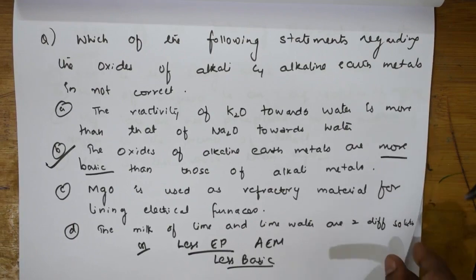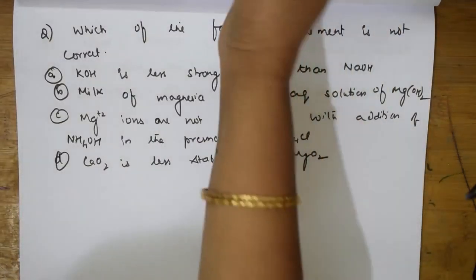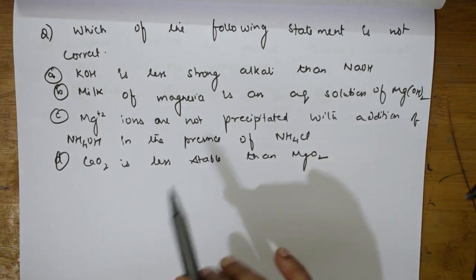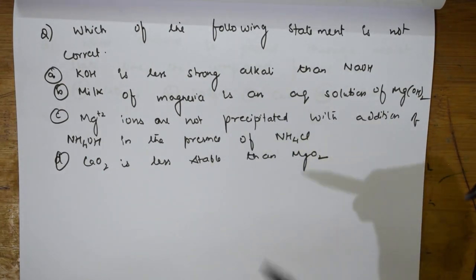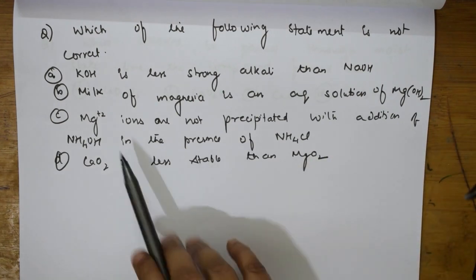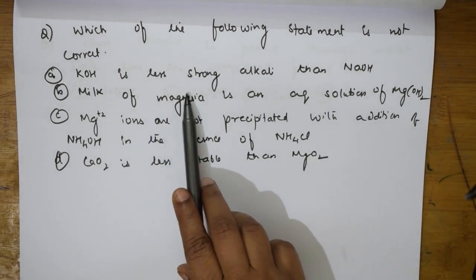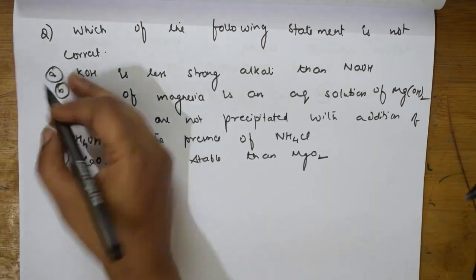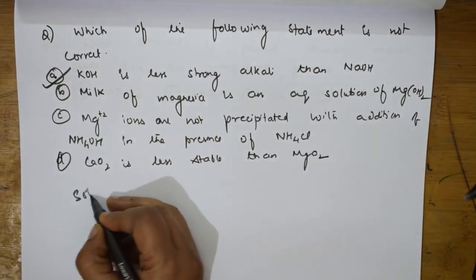So let us come back and see the next question. Very interesting, isn't it? Which of the following statements is not correct? Again, the not correct statement only. They are asking us to find the different reasons for each, right? So let's see. KOH is a stronger base than sodium hydroxide, which is not correct. Okay, let us see this. KOH is less strong than sodium hydroxide, it seems. This is wrong, isn't it?